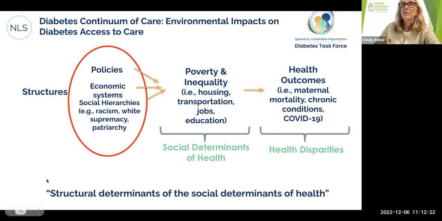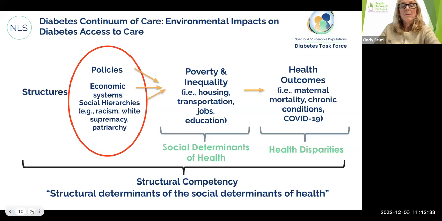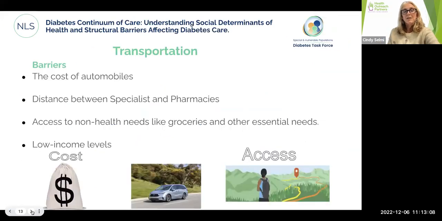These are the structures that we are referring to, and we at Health Outreach Partners rely on the structural competency framework, which builds upon existing frameworks that are used to understand and explain health disparities. Specifically, structural competency is about recognizing and understanding the policies, economic systems, and social hierarchies that underlie poverty and inequality, and therefore contribute to disparities in health and healthcare. We use the phrase, the structural determinants of the social determinants of health. And with that, I'm going to invite my colleague Ava to share with us about transportation and its role in diabetes care.